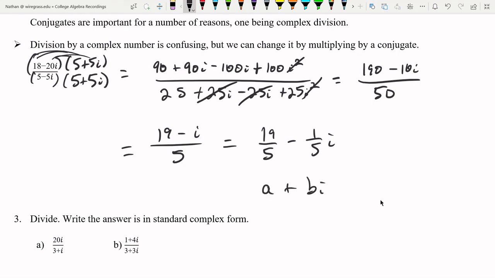This we can graph, we can work with. So division of a complex number is just the same thing as a complex number, just like when you divide two real numbers, you get a real number. If you divide two complex numbers, you get a regular complex number. And this is a lot easier to work with than this division. Give it a try in number 3.